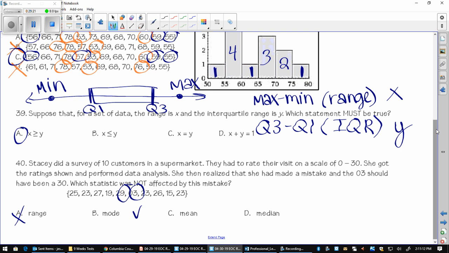Mean would definitely be changed. Think about a class set of test scores. If one person's grade goes in as a 0 instead of 100, that's going to bring the mean way down for that class. If it goes in as 100 instead, their mean is going to look a lot higher. So putting a 3 instead of a 30 would definitely change the mean.